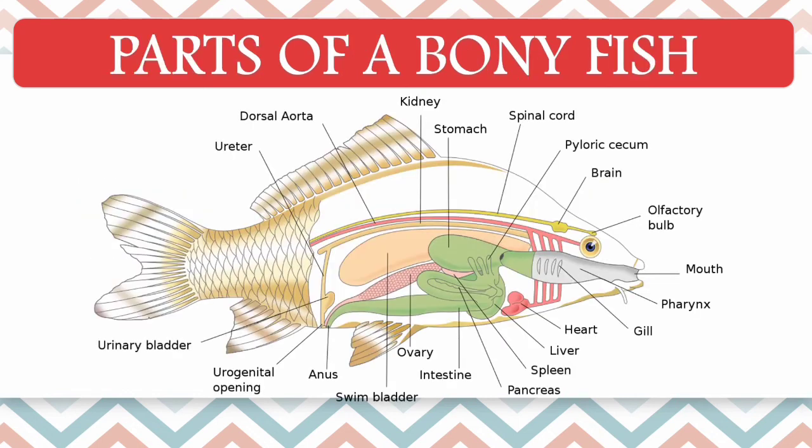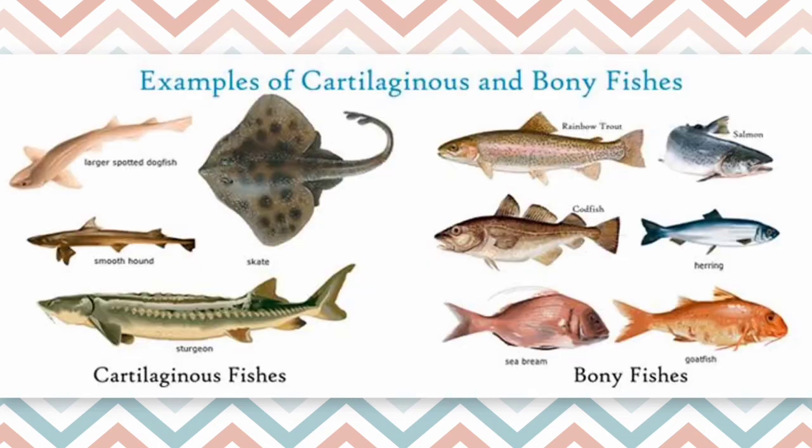So these are the parts of a bony fish. We have the ovary, liver, you can see the heart, the pancreas, the pharynx, the mouth, the brain, and many more. So this is an example of a cartilaginous fish and the bony fish.